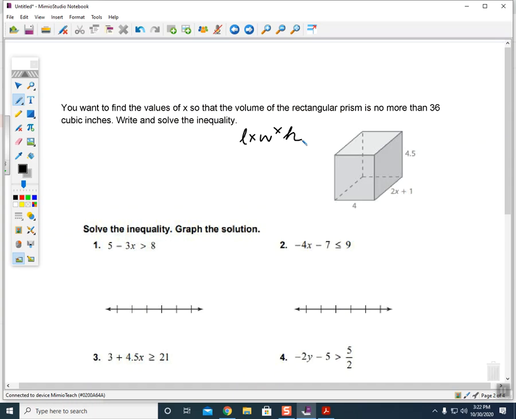Okay, hopefully this is better. All right, length times width times height. So I've got 4, 2.1, 4.5. So I'm going to take 4 times 4.5 times 2x plus 1.